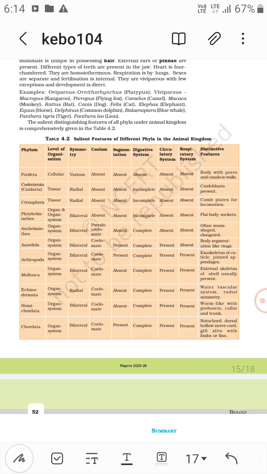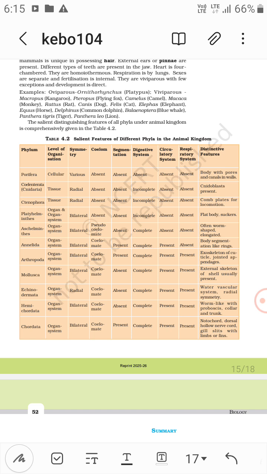Segmentation is present in Annelida, Arthropoda and Chordata. Digestive system is first incomplete in Coelenterata and first complete in Aschelminthes. Circulatory system is first present in Annelida, and respiratory system is first present in Arthropoda. Comb plates for locomotion, Ctenophora. Flat body with suckers, Platyhelminthes. Often worm shaped, elongated, that is Aschelminthes. Body segmentation like rings, that is Annelids.